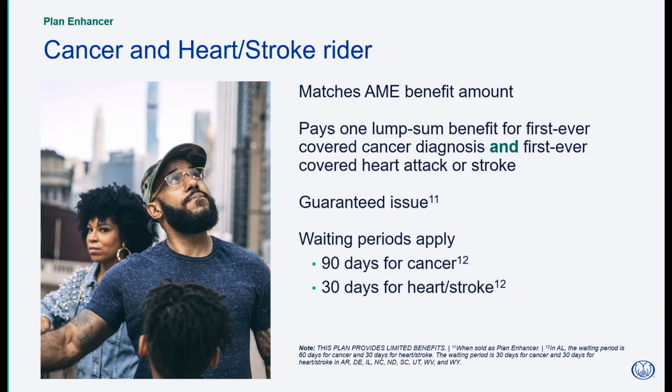This is a guaranteed issue as long as it is sold with the plan enhancer. So they have to come together in order for this cancer, heart attack, and stroke rider to be guaranteed. Now, note that the waiting period is going to be 90 days for cancer and 30 days for the heart and stroke portion of this plan. When we're looking at both the waiting periods, this also varies by state as well. So make a mental note of that.